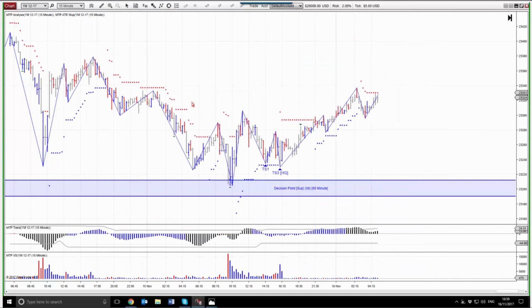Ahmed says, is there a value in using a price-based chart over a time-based chart? You can use whatever you like, Ahmed. If you prefer to use tick charts or volume charts, that's actually fine. You can do that in NinjaTrader. Like I say, I'm old school. When I first started, I actually plotted all my charts by hand with graph paper and a pencil.